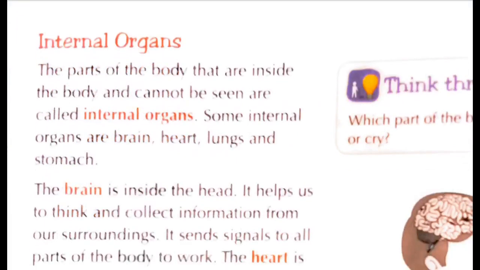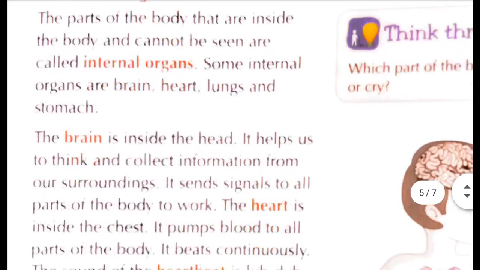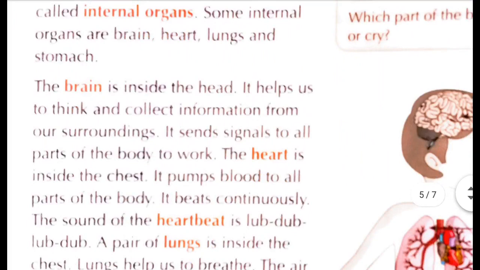The parts of the body that are inside the body and cannot be seen are called internal organs. Some internal organs are brain, heart, lungs, and stomach. The brain is inside the head. It helps us to think and collect information from our surroundings. It sends signals to all the parts of the body to work.